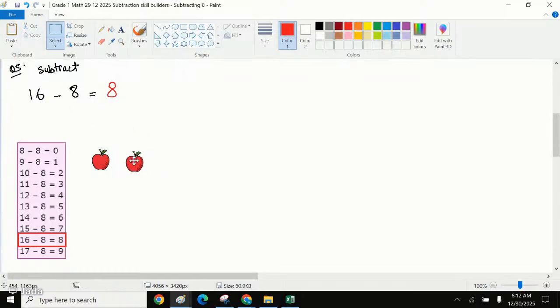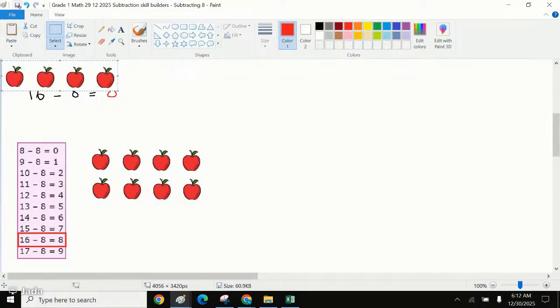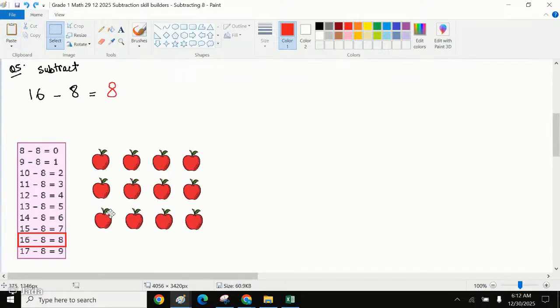Okay. 2, 3, 4. Okay. We have 4 apples there. 4 plus 4 is 8 apples. 8 plus 4 is 12. And 12 plus 4 is 13, 14, 15, and 16, right?